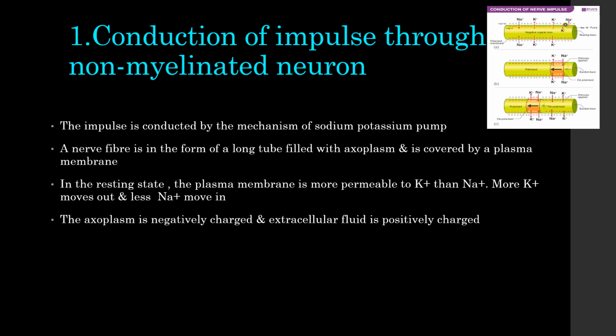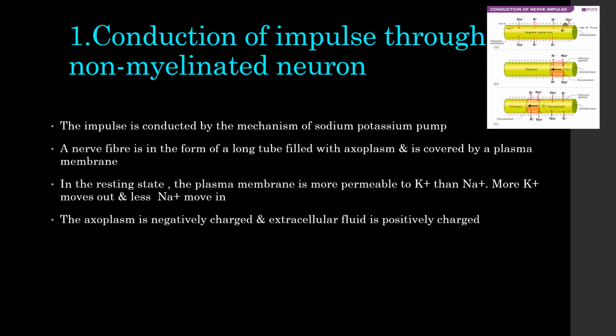Non-myelinated neuron means when an axon is not covered by a myelin sheath. In case of non-myelinated neuron, the impulse is transmitted with the help of the sodium-potassium pump. Before we go to the topic, let's see the structure of a nerve fiber. The nerve fiber is a tube-like structure, and inside it contains axoplasm, covered by the plasma membrane, and outside is extracellular fluid.